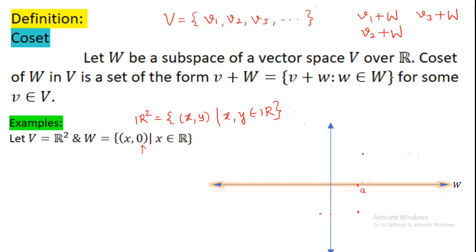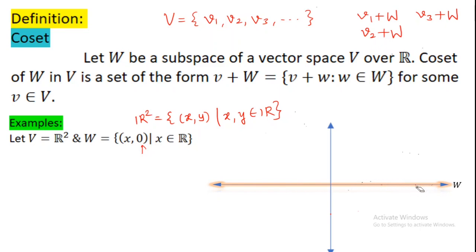So if I call it some A, and some minus B, then this point is going to be A comma minus B. So where will our y coordinate be 0? You already know it. These are the points where our y coordinate is 0. So this is our W. From R2 we are taking these points. That is our subspace, because it is a line passing through the origin.